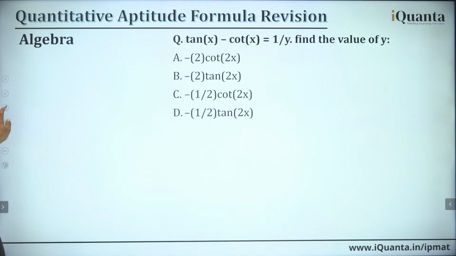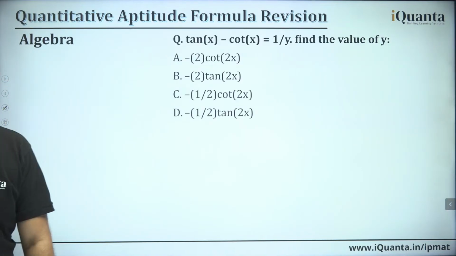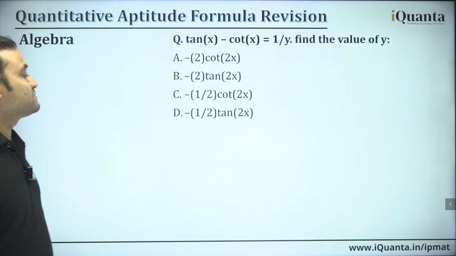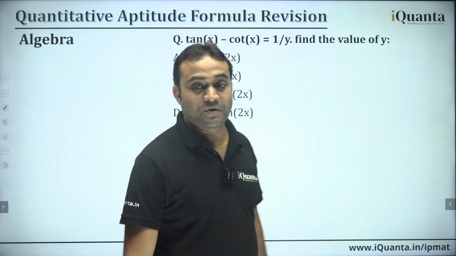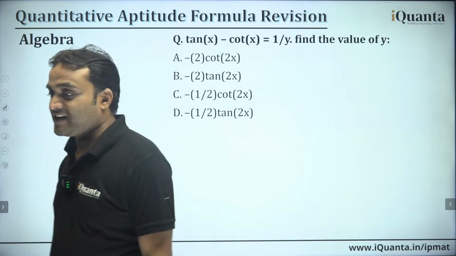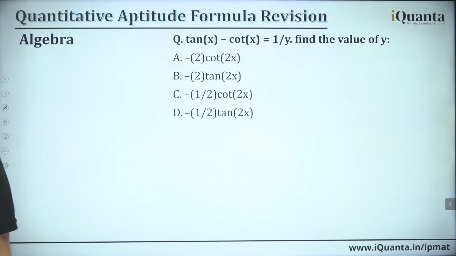Okay, then comes the next question, which says tan x minus cot x is equal to 1 by y. Find the value of y. As per the given options, we need to find the value of y. How do you solve this?